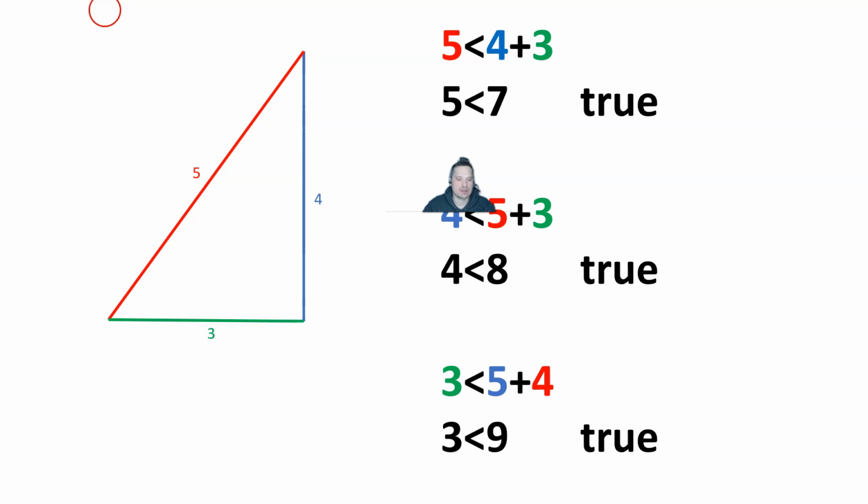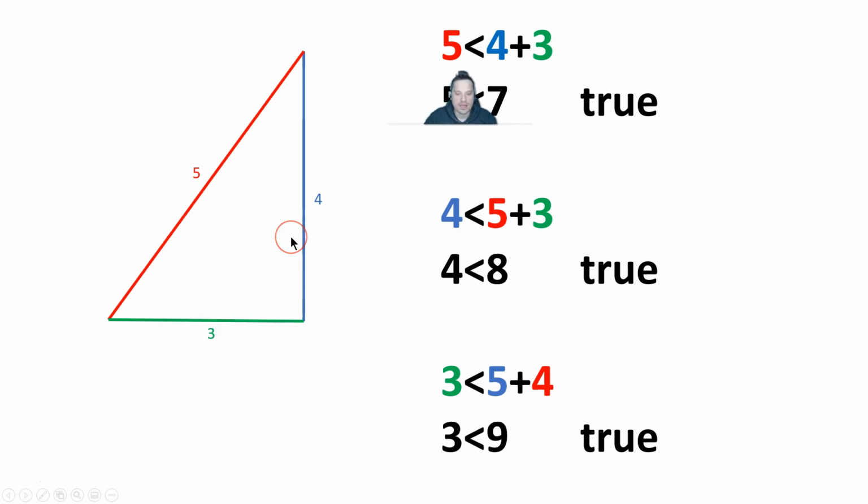Hello, in this one, let's take a look at some basic relationships between the sides of a triangle, specifically the triangle inequality. So here I have a triangle. This is a basic 3, 4, 5 triangle. So take a look. The hypotenuse, the long side is 5 units, the bottom is 3 units in green, and the vertical side is 4 units in blue.